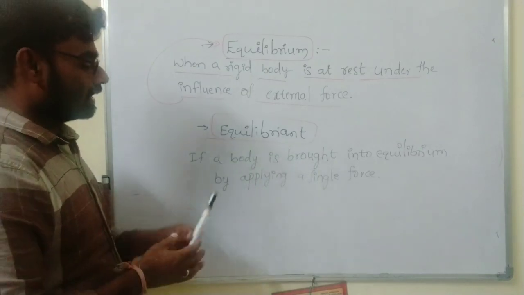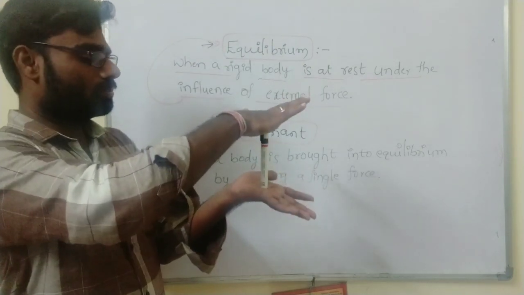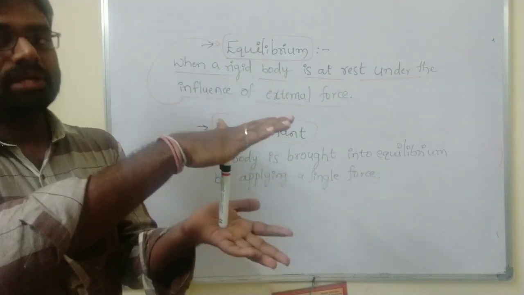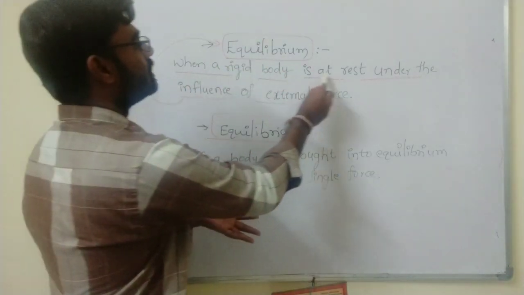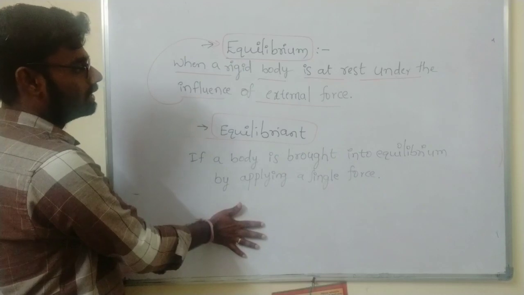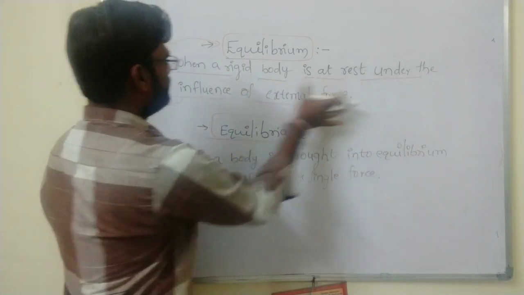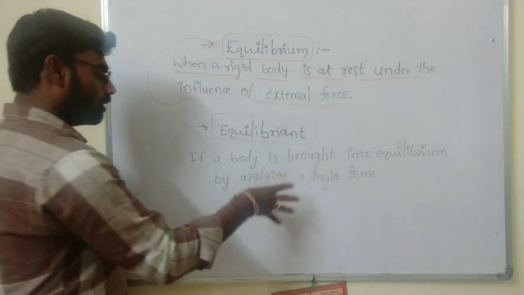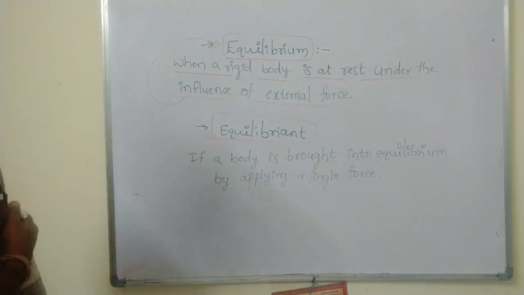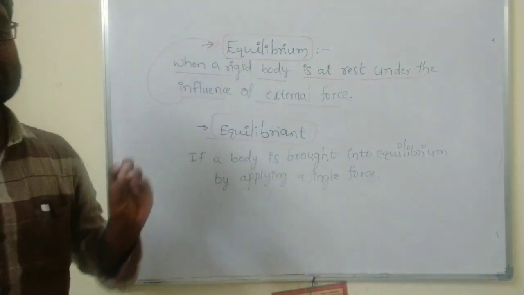Now I am taking this pen. The force is an external force acting on the body, but there is no change in the shape and size of the body, so that is known as a rigid body. Now I am taking a board, so this is a rigid body. When I apply forces on the rigid body, there is no change, that means it is constant. There is no movement, so that is known as equilibrium.